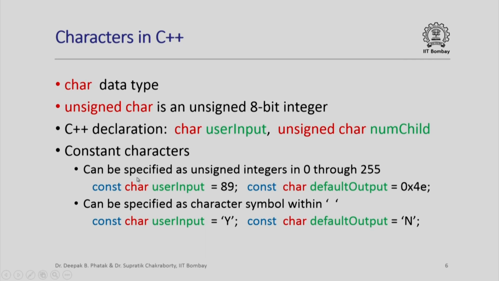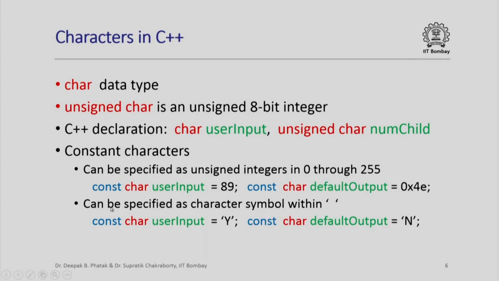Constant characters can either be specified as unsigned integers in 0 through 255. So for example, you could say const char user input is the decimal 89, basically the character which is encoded by the decimal number 89, or const char default output is the character which is encoded by the hexadecimal number 4E. We have already studied about hexadecimal representation in an earlier lecture.